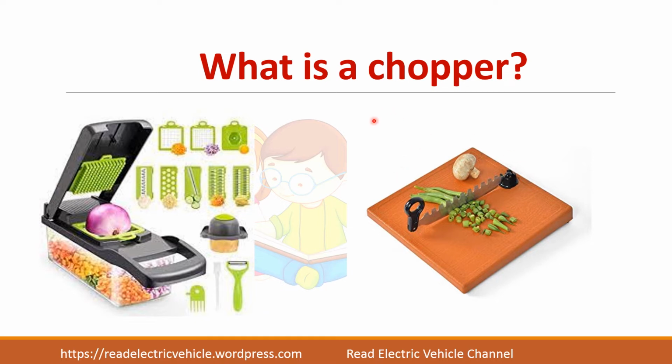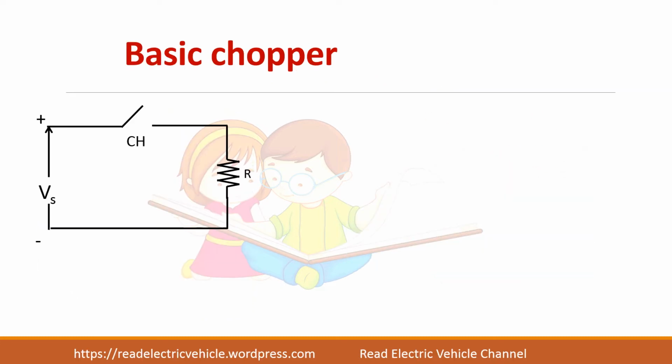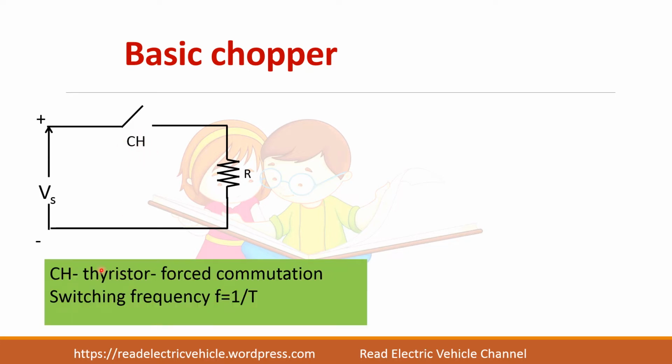Similarly, in power electronics, if you have a waveform and if you cut the waveform or you chop the waveform, that circuit is called a chopper. This is the basic chopper circuit. Plus minus indicates this is a DC supply which is connected to the load R through a switch CH. This switch is basically a thyristor. Since it is a thyristor connected to the DC circuit, you have to go for forced commutation. I have not shown the commutation circuit here.